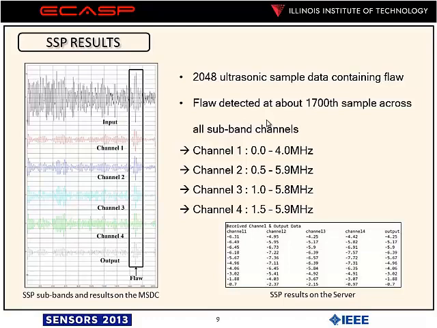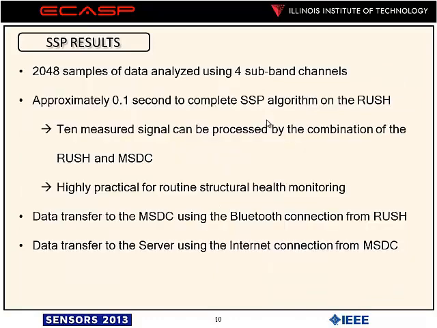So the collected data gets instantaneously displayed on the phone, and simultaneously all those data points used for these graphs get sent to the server for further data analysis and so on. On the Rush, it takes approximately 0.1 second to run 2048 data samples, which means about 10 measured signals can be processed with the combination of both the FPGA and the smartphone, which is highly practical for routine structural health monitoring.